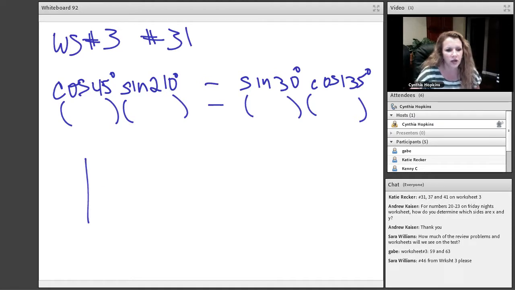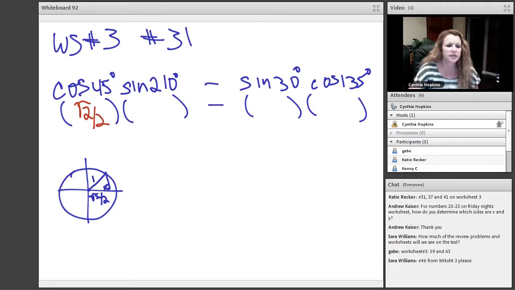Okay, I'm going to draw just a quick little picture. Here's my 45-degree angle, and I want the cosine of it. And so cosine I know is x over r, so that's rad 2 over 2 divided by 1. And so I'm going to write this in red, rad 2 over 2. Okay, sine of 210 degrees. I'm going to do this one in red also.